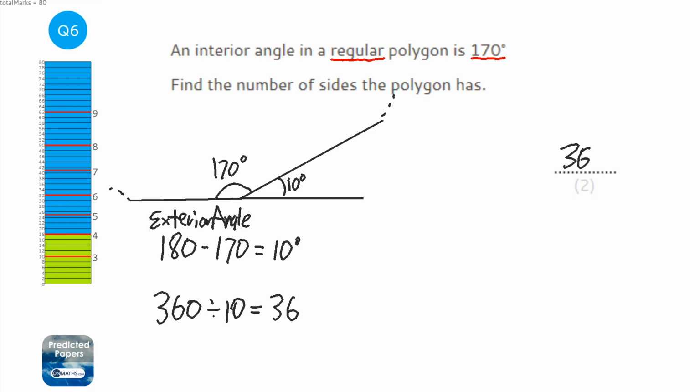So if you're given an interior angle on a regular polygon, just take it away from 180 degrees to find the exterior angle, and then do 360 divided by the exterior angle to find how many sides the polygon has.